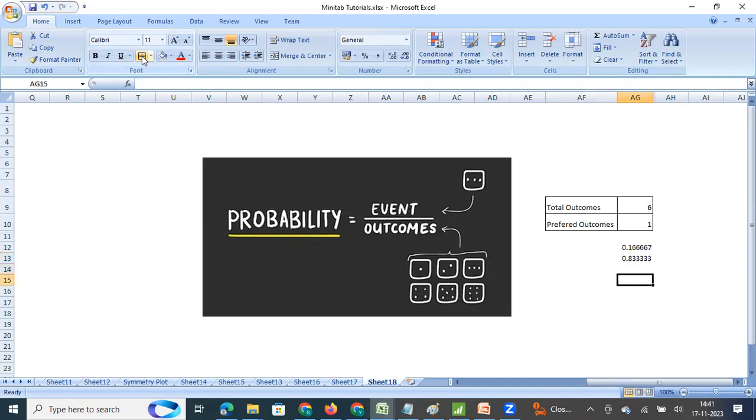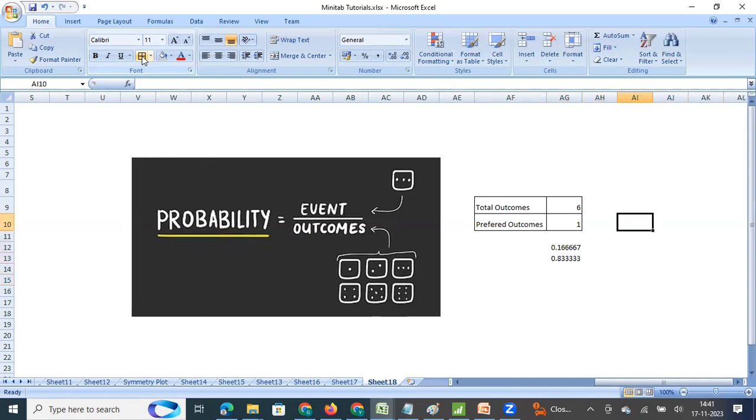Now, what is cumulative probability? Cumulative probability is nothing but combined probability. For example, what are the chances of you getting an even number? Your total outcomes are 6. And what are the chances of you getting an even number as your outcome? Among these, 2, 4, and 6 are even numbers.